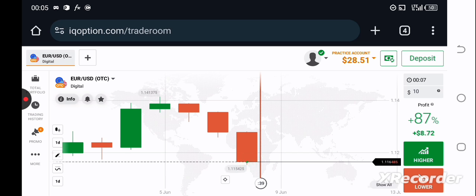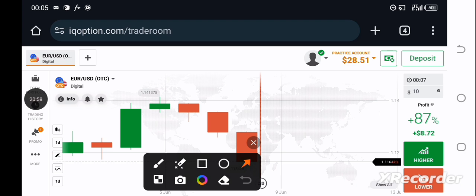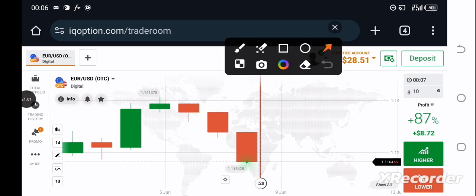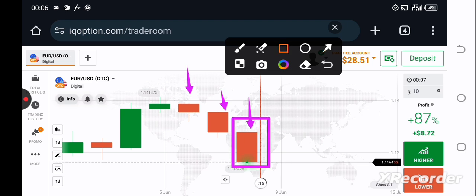Now if you observe carefully, I've switched it to the daily candlestick. Daily candle. It took 1 day for this candle to form. It took another 1 day for it to form. It took another 1 day for this candle to form. Okay. Now, but this is the current candle. This is the current candlestick today.